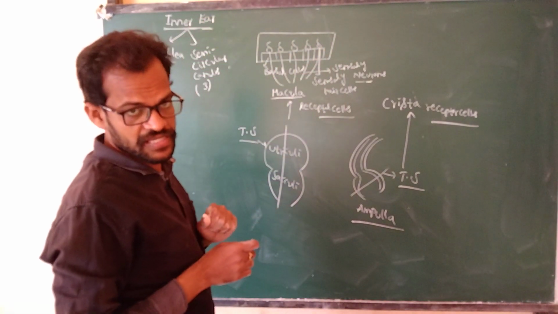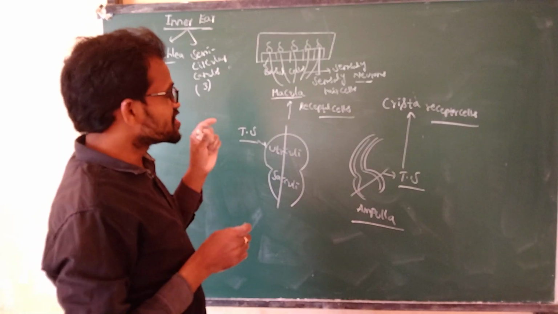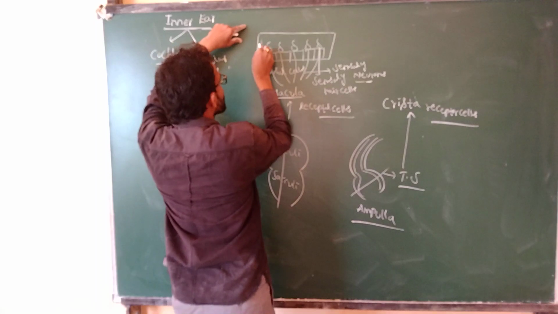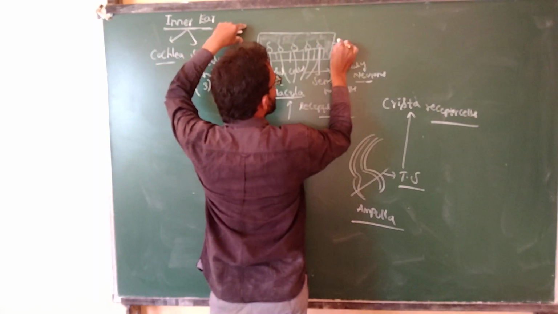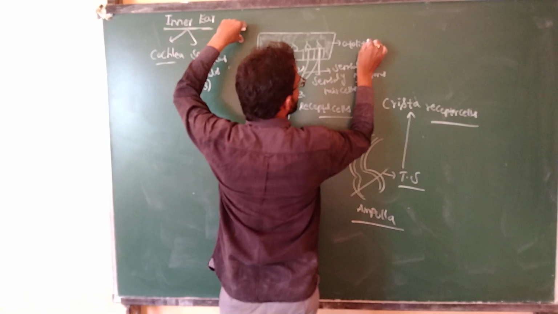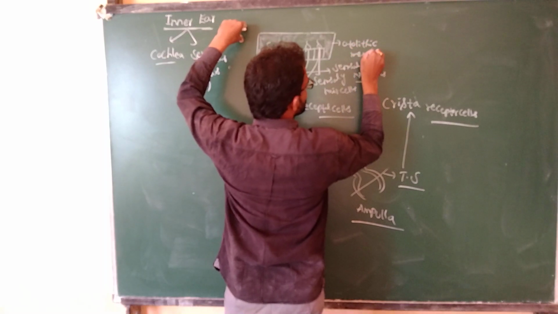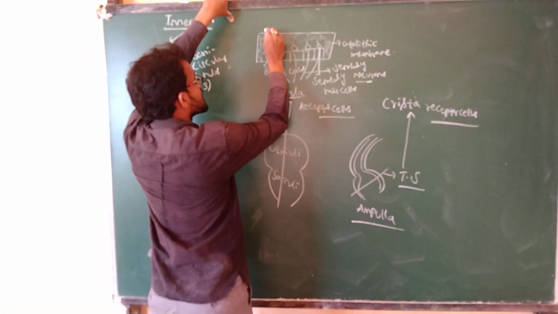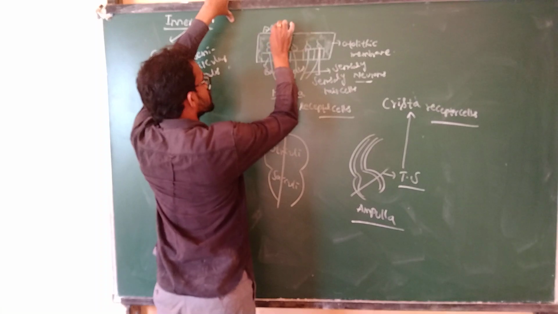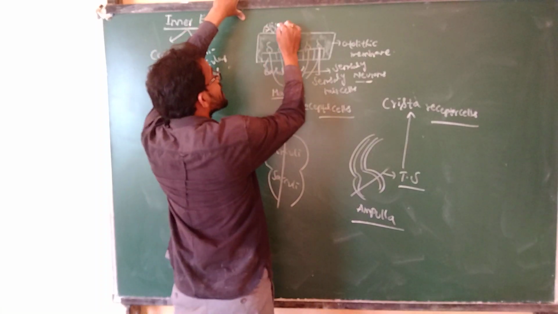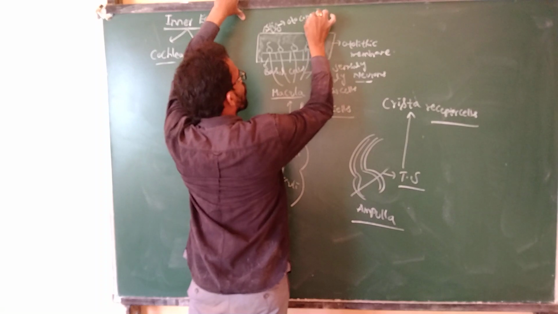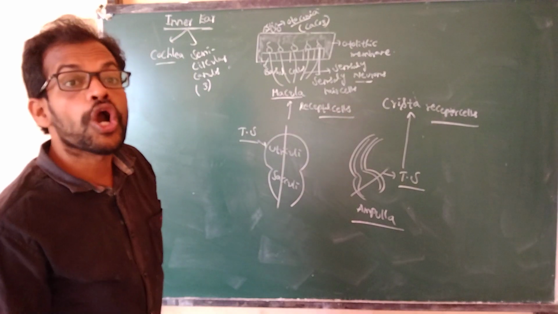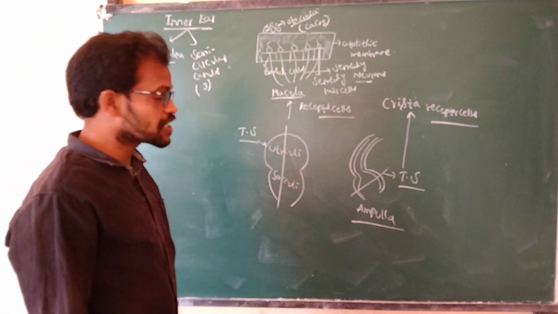These basal cells are filled with a jelly-like material. It is known as the otolithic membrane. These basal cells contact the otolithic membrane. This otolithic membrane again consists of otoconia. This otoconia is nothing but calcium carbonate crystals. These are present inside the utriculus and sacculus.